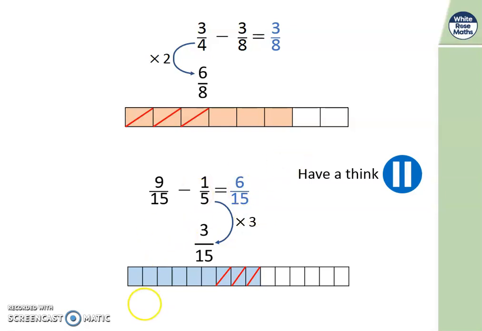Is there a number both parts will divide by? Both parts will divide by 3. 3 goes into 6 twice, and 3 goes into 15 5 times. So it is 2/5. Well done if you spotted that.